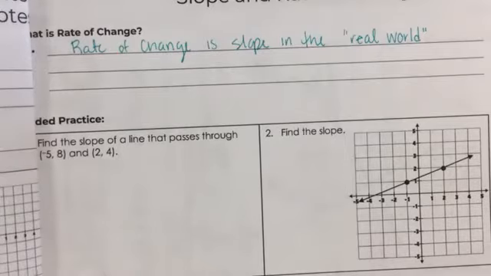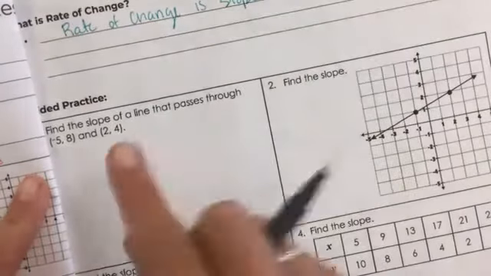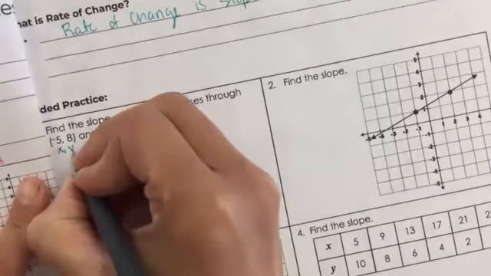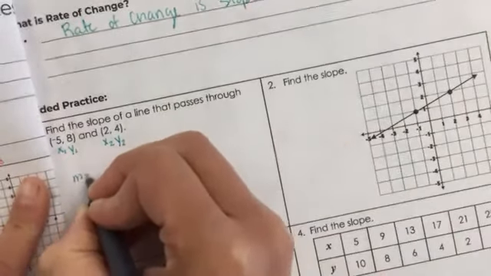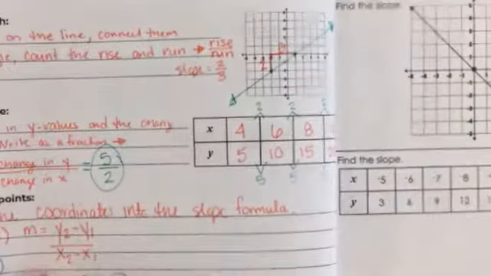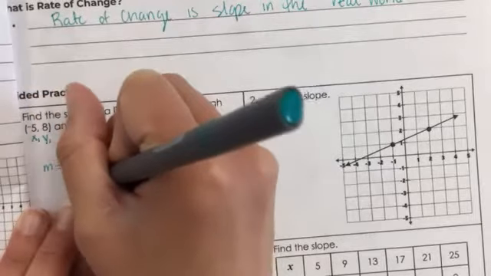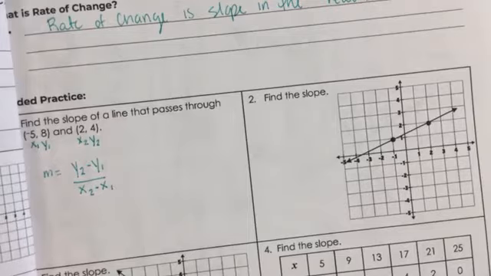Okay, so we have a couple examples that we are going to do together, just using the skills that I just talked about on the previous page. The first one, it says find the slope of a line that passes through these points. So we have 2 points, x1, y1, x2, y2. If you look back, we're going to use your formula, okay? So y2 minus y1 over x2 minus x1.